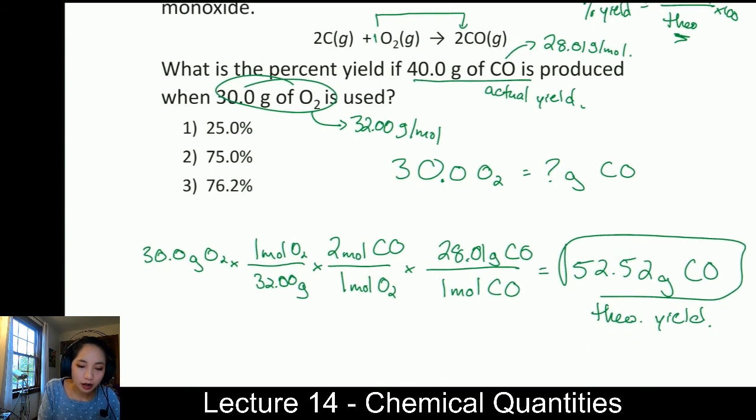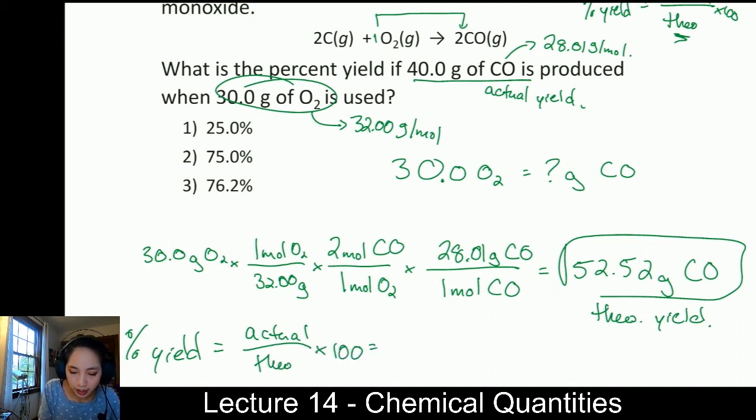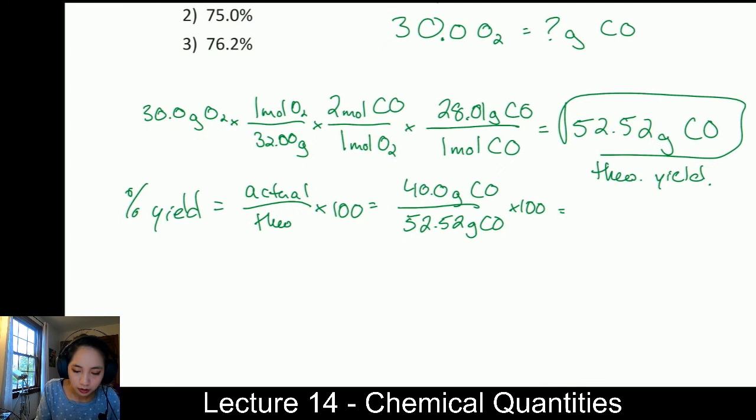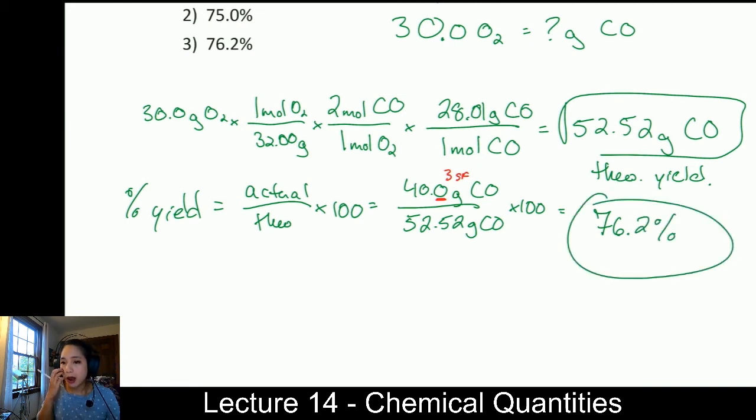But this question is asking for percent yield. Percent yield is actual yield over theoretical times 100. In this case, it is 40.0 grams of CO over our theoretical yield, which we just calculated is 52.52 grams of CO, times 100. This answer should have 3 sig figs because 40.0 has 3 sig figs. And so my answer here is 76.2% yield for this reaction.